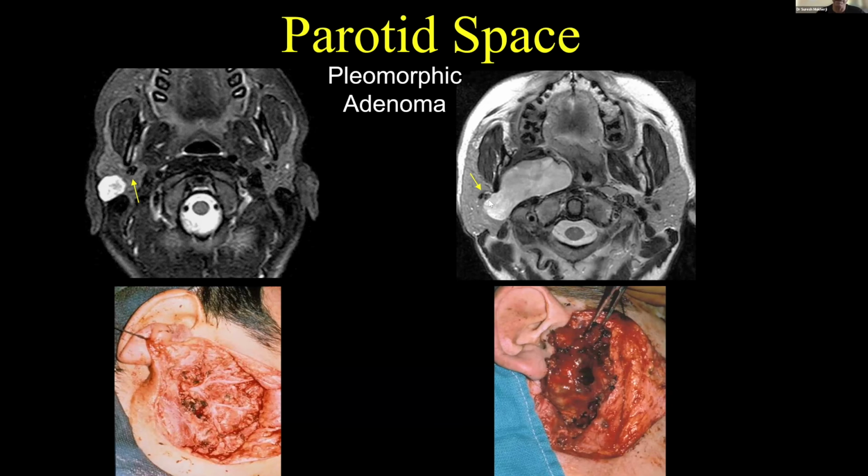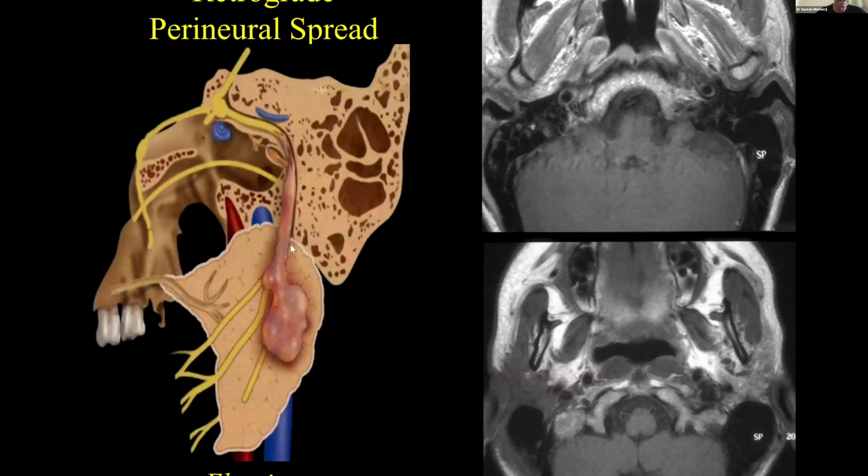But in this case, what we have here is a mass involving the deep lobe of the parotid, and it is extending deeply to involve the parapharyngeal space. So in this case, the surgeons would have to do a total parotidectomy. When we talk about parotid malignancies, remember the facial nerve. These tumors can jump on the facial nerve and grow superiorly along the descending portion of that facial nerve.